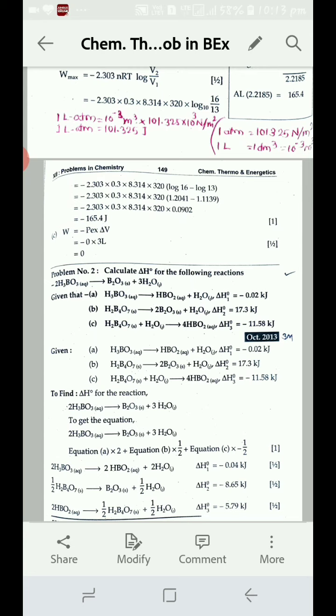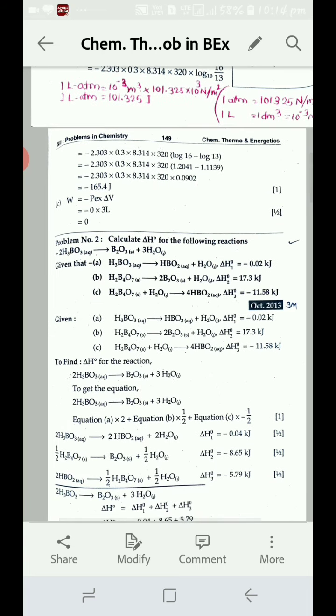So you can change the sides: product becomes reactant, reactant becomes product. So 2 HBO2 gives 1 half H2B4O7 plus 1 half H2, and again delta H3 divided by minus 2. So your answer becomes, you have to write plus sign, minus 11.58 divided by minus 2, so it becomes plus 5.79. This is the correction. So this carries half mark.